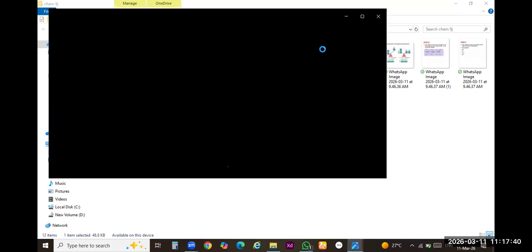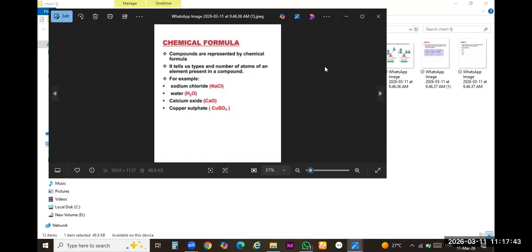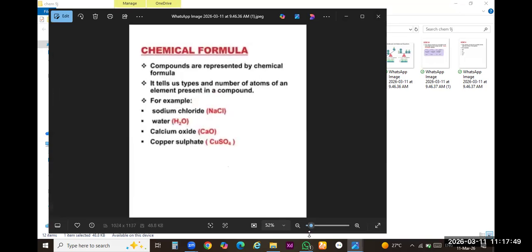Class 9. How we can write the chemical formula? What will be the first step? Okay. Can you explain the first step to write the chemical formula? Because we have to understand how to write the chemical equation.